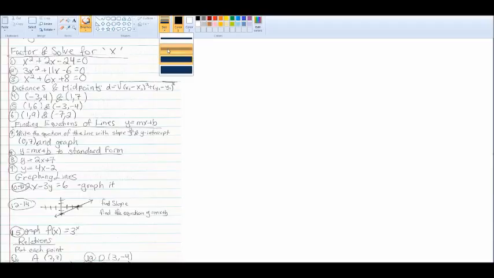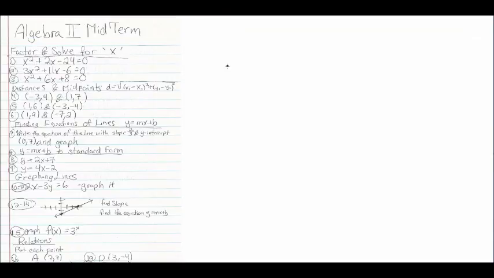So let's get ready. Problem number 1 is x squared plus 2x minus 24. So let's try to do this right now together. x squared plus 2x minus 24.